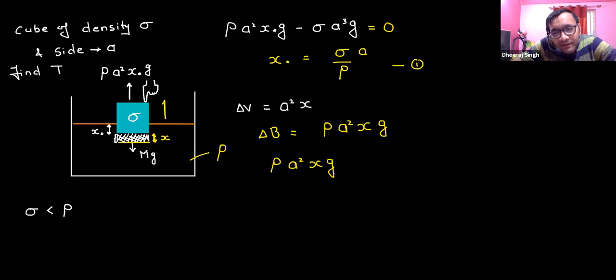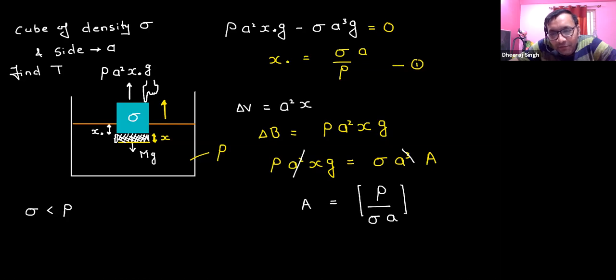This should be equal to mass m times acceleration. Sigma a cube is the mass, into acceleration. I'll take capital A for acceleration; small a is the edge length. Are all of you able to follow this? Type in: acceleration is equal to rho by sigma into a, into x. In vector form, there will be a minus sign because A and x are in opposite directions.